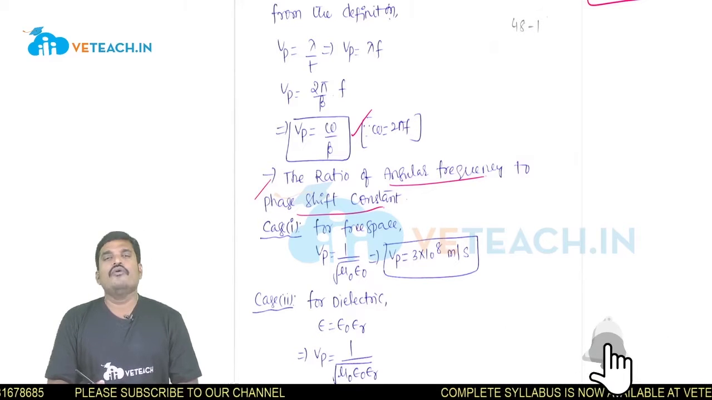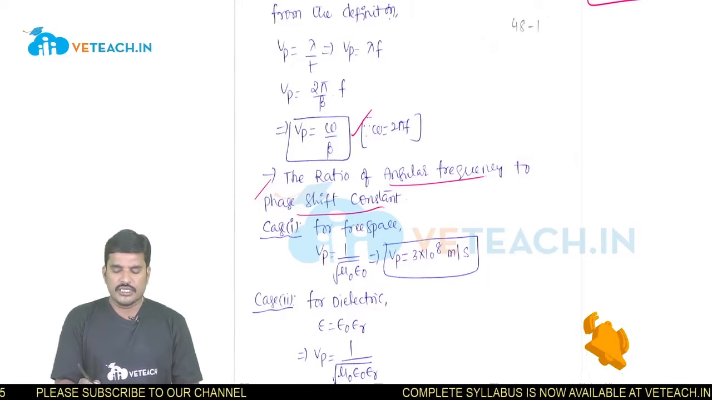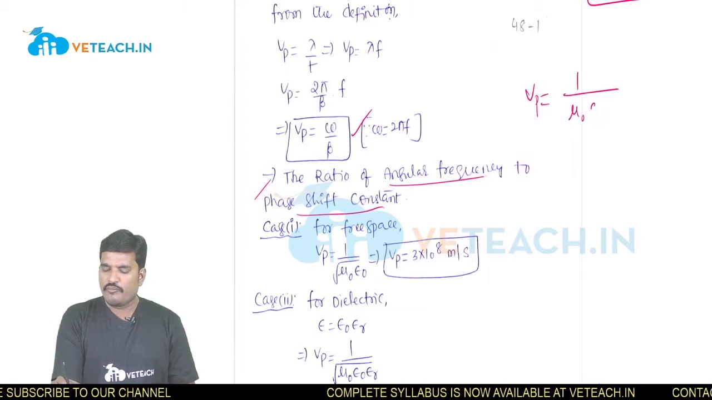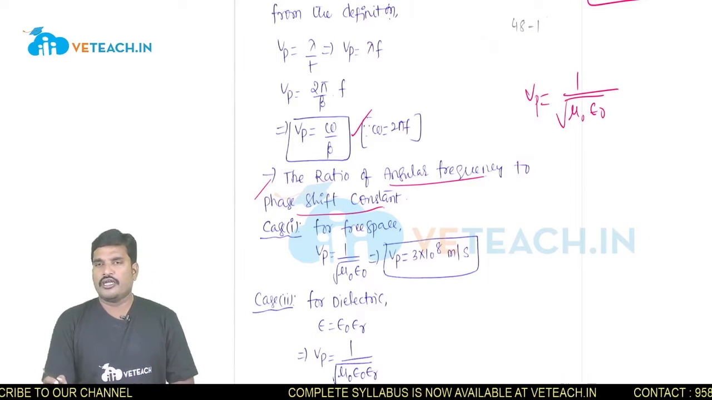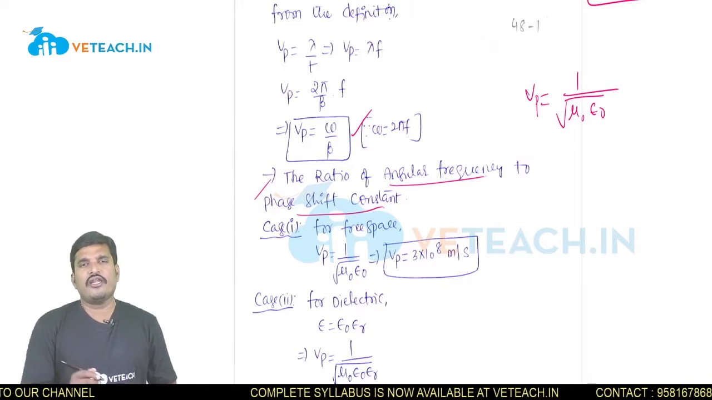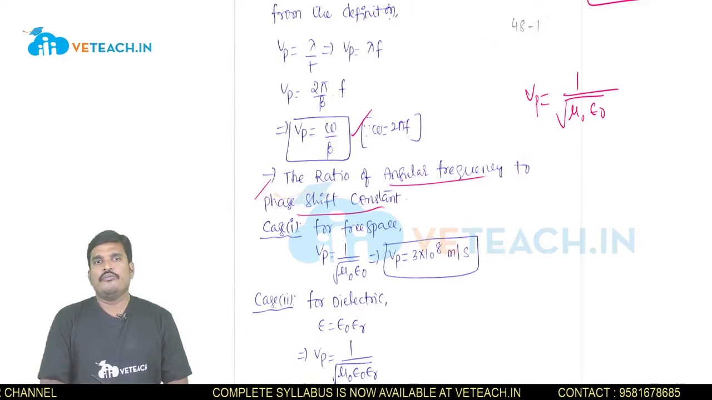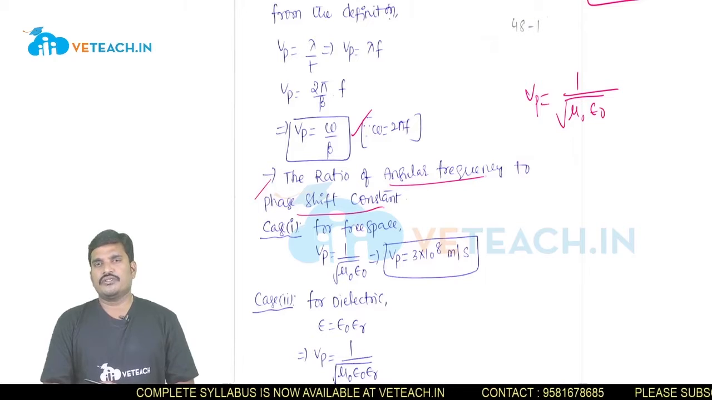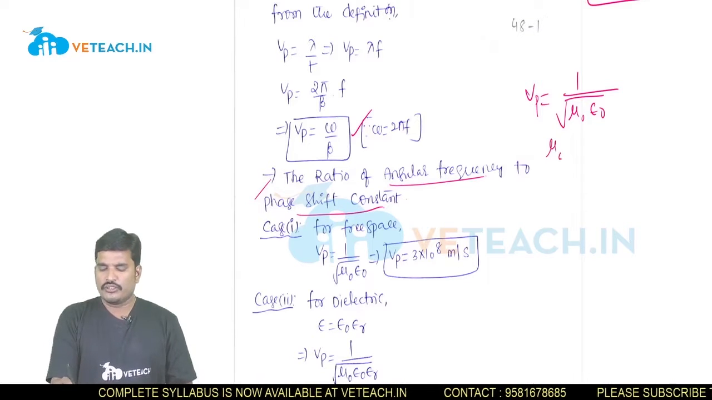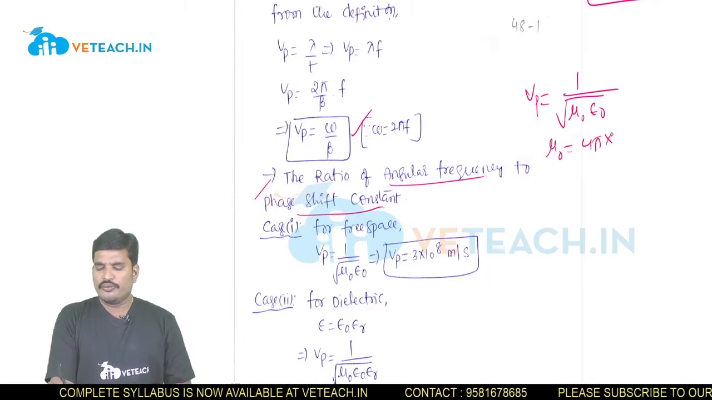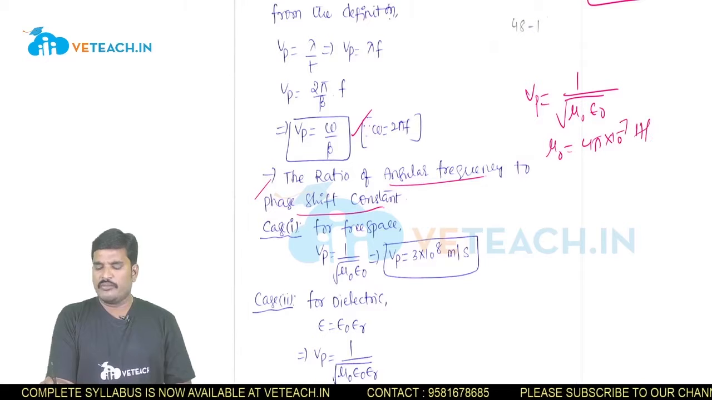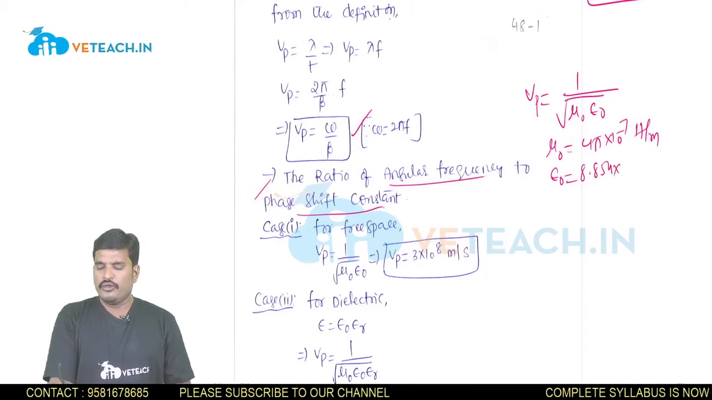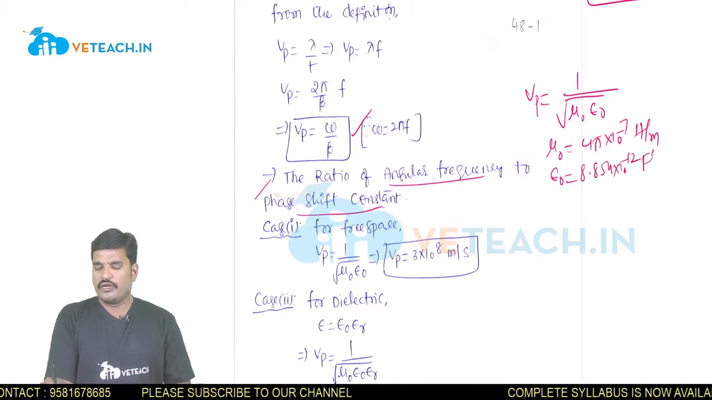Case 1: for free space, let us consider the Vp value. Vp is equal to 1 by square root of mu naught epsilon naught. Can anyone tell me the value of mu naught? Mu naught is the permeability of free space, that is, mu naught is equal to 4 pi into 10 power minus 7 Henry per meter, and epsilon naught is equal to 8.854 into 10 power minus 12 farad per meter.